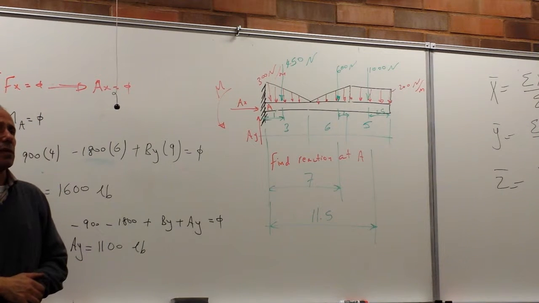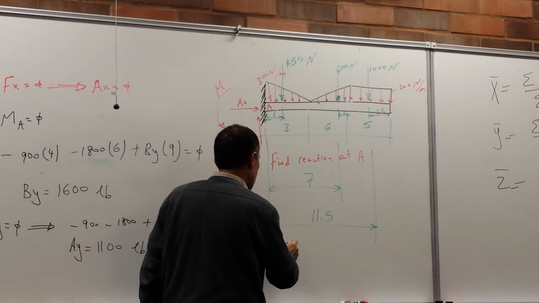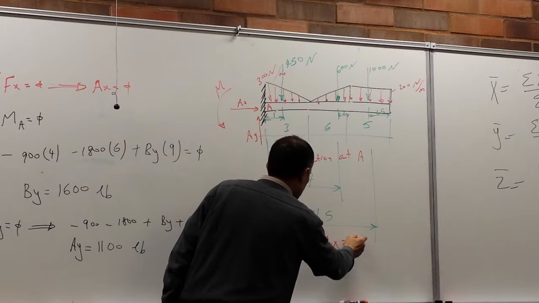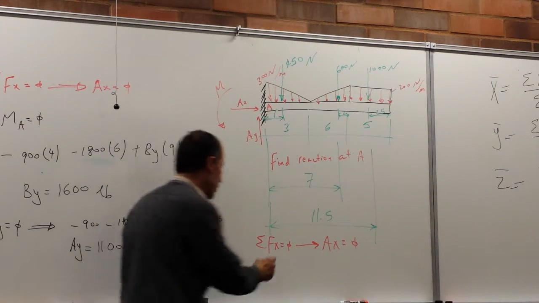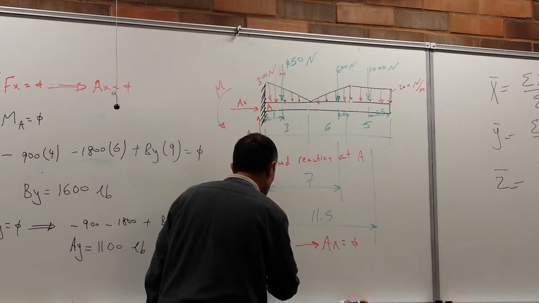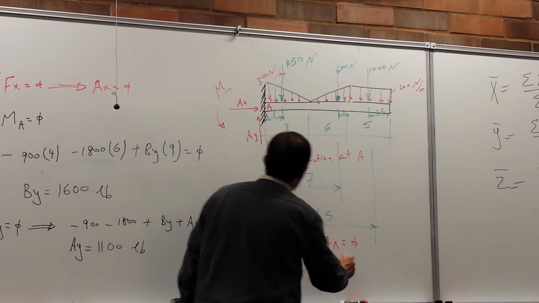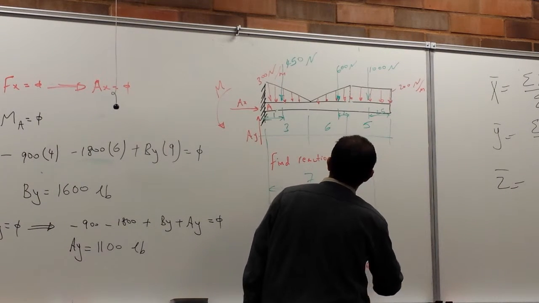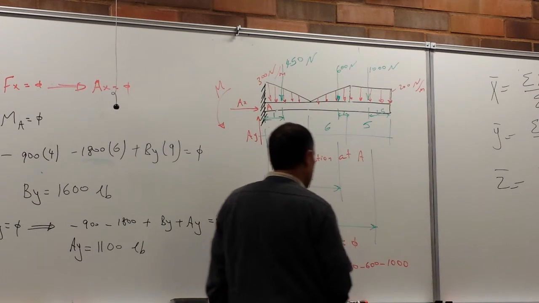What to start with? Sum of forces on X. 0. AX equals 0. Agree? What about sum of forces on Y? I have AY is positive, negative 450, negative 600, negative 1000, 2050.